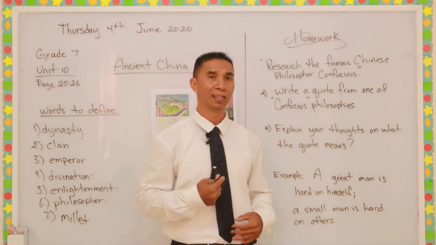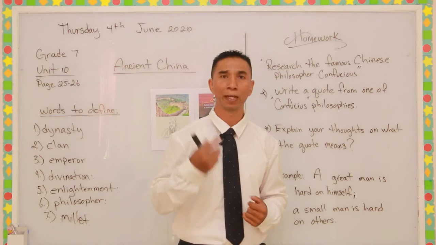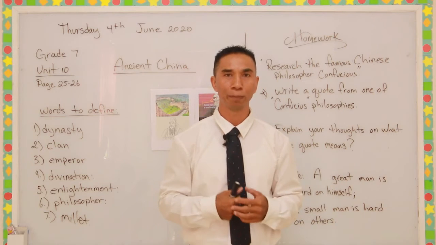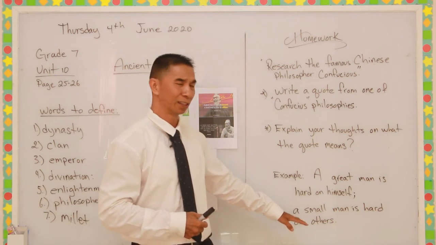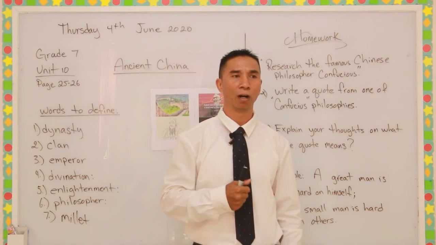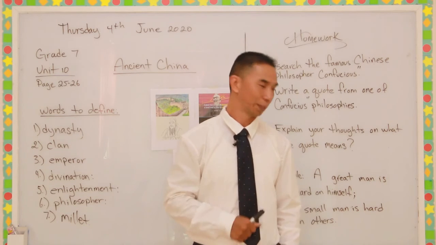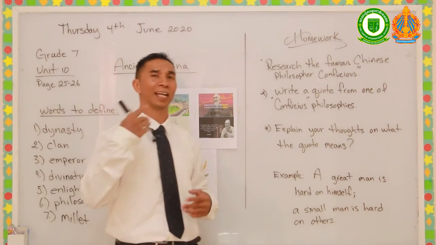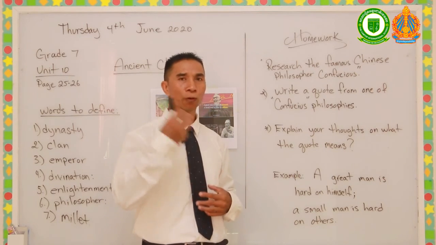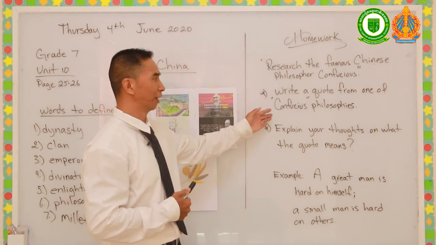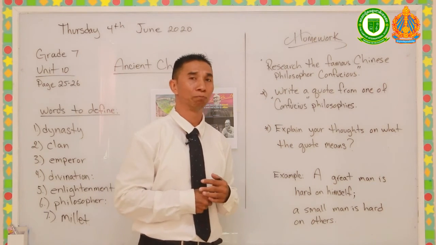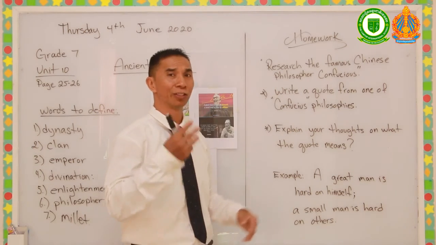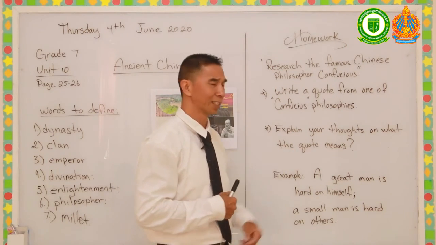A great man is someone who pushes himself to be better in education, to be better in life, to be better overall as a human being. And a small man always judges people, always criticizes people, always looks down at people. That is a small man. So this quote could be a saying that you can live by in your life. Throughout Confucius' philosophy, he has hundreds, maybe thousands of quotes. From your research, I hope you'll find something that you like, and I want you to write that quote.